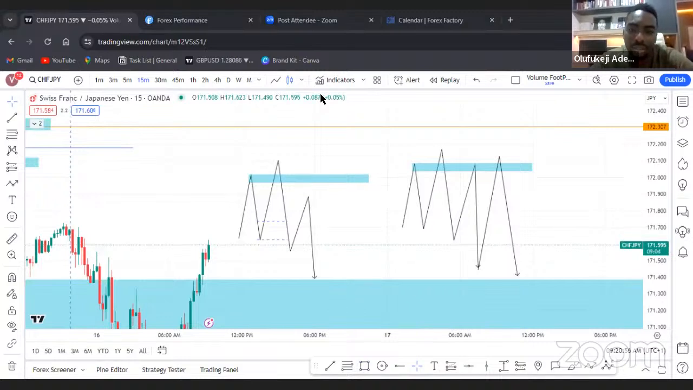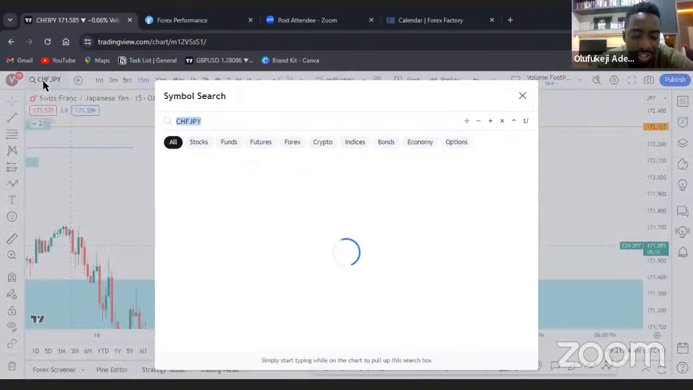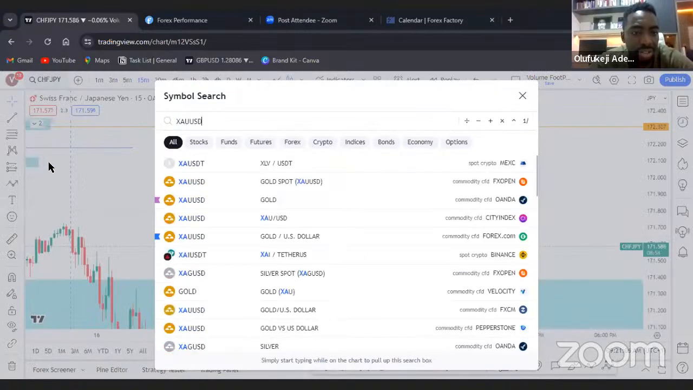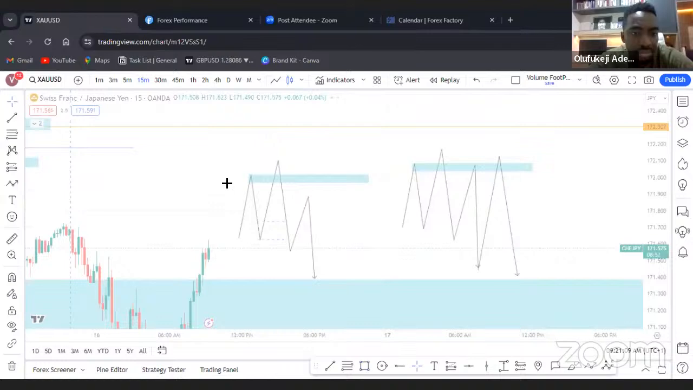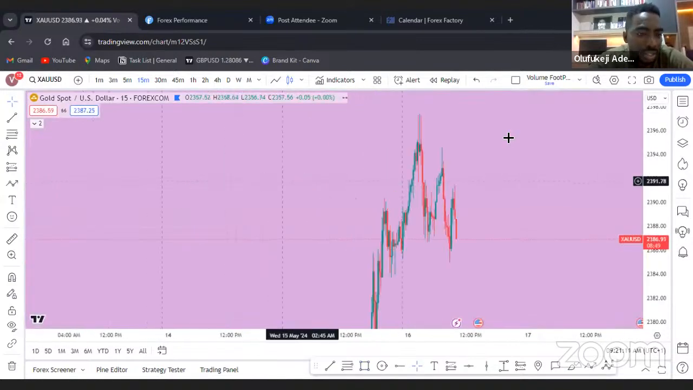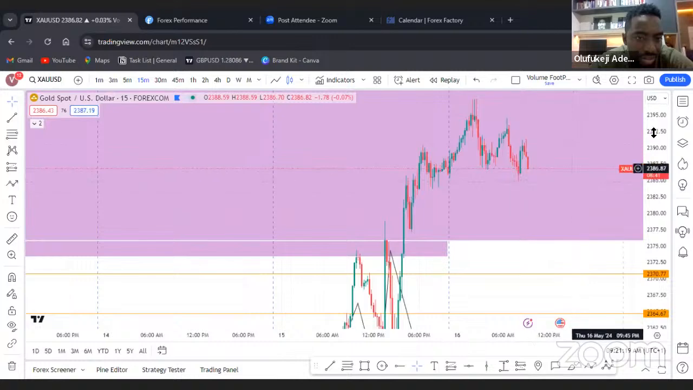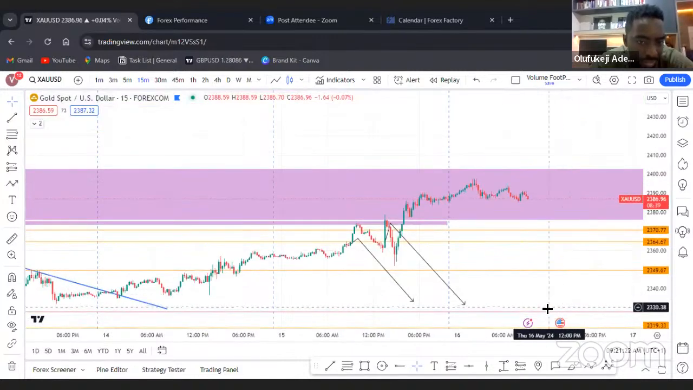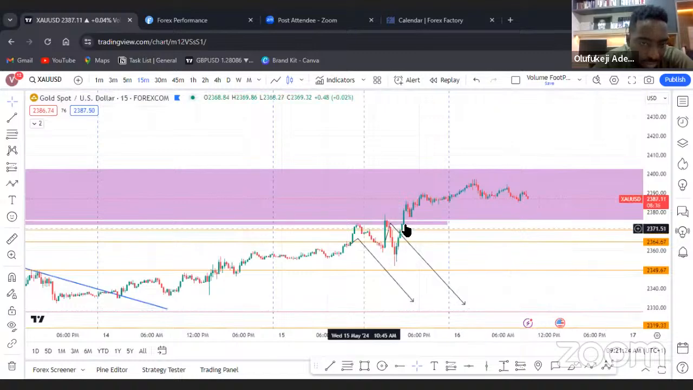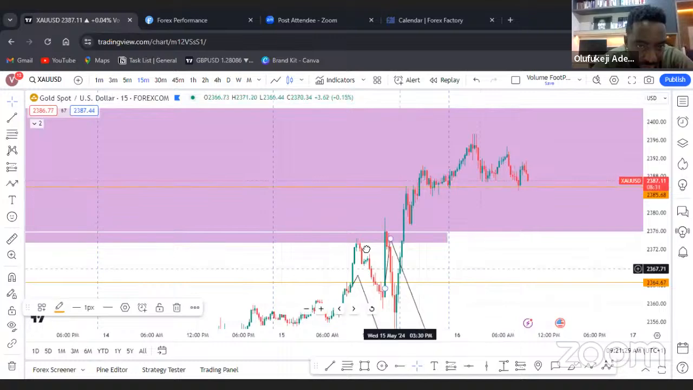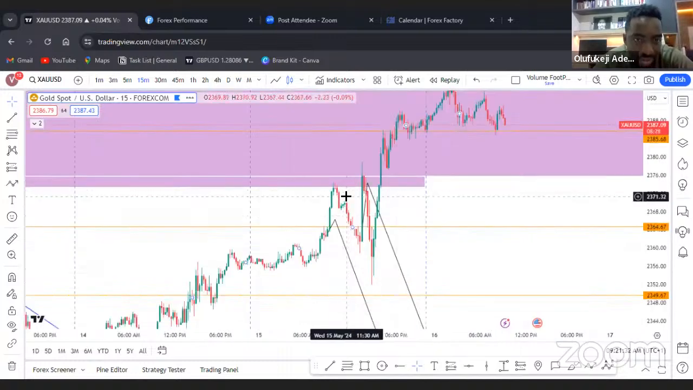What if our box pattern fails? Used yesterday. What do we do? Let's see the box pattern failure in XAU USD. Let's look at real. That's the box pattern that failed, right? That's it.